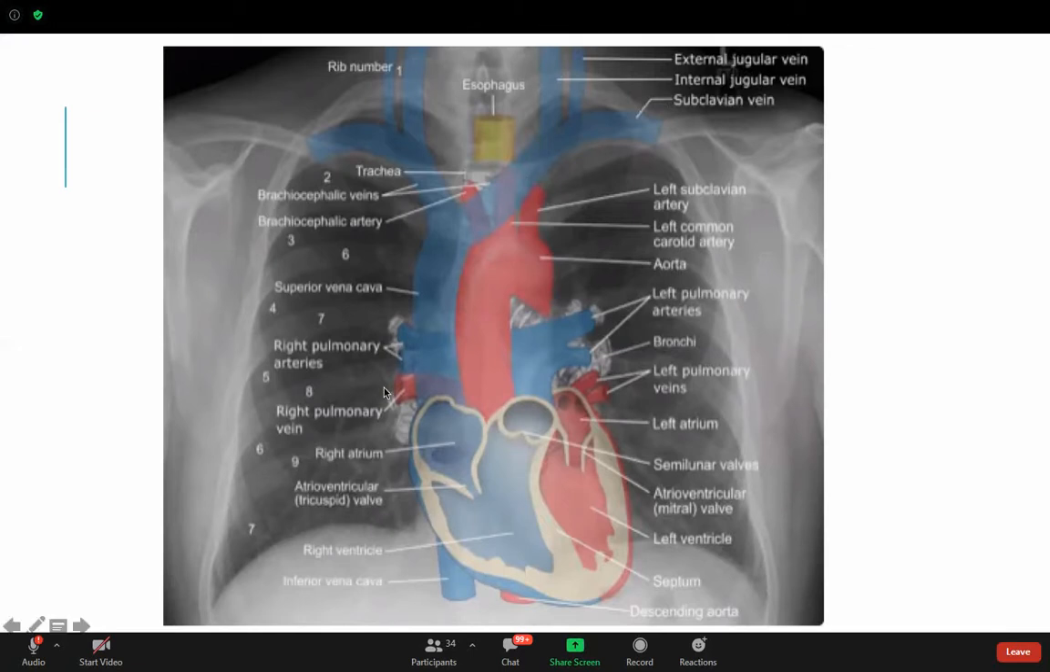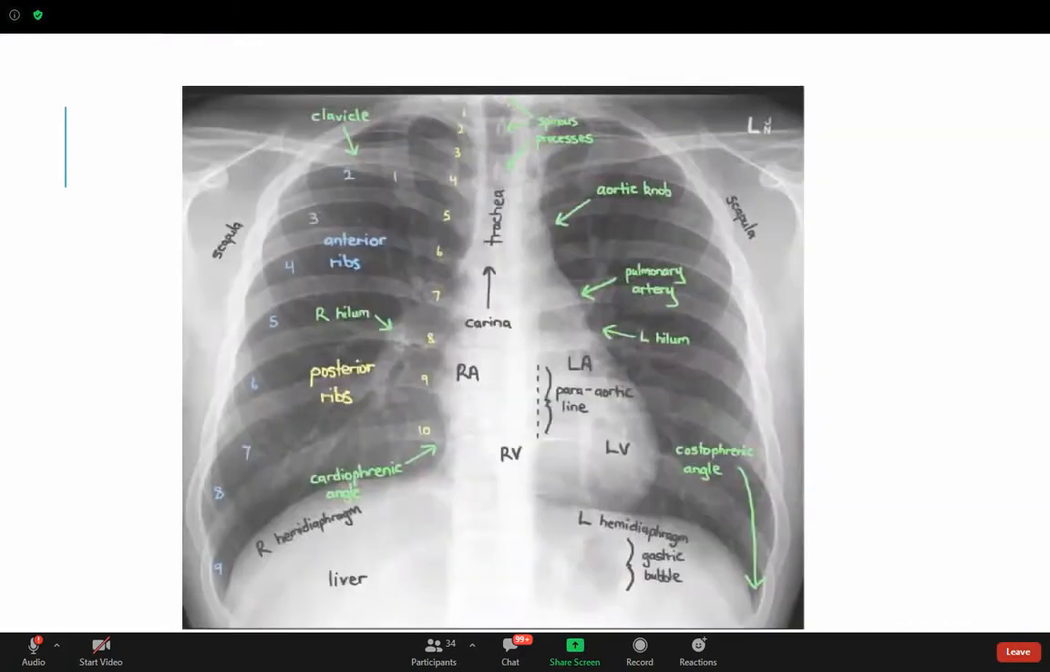So I always find it useful to know the anatomical location, so I can imagine, when I see an abnormality, which is the potential system it's coming from. This is in black and white, basically. You guys see the spinal process here in the background. This is the clavicle all the way here. Those are the posterior ribs.